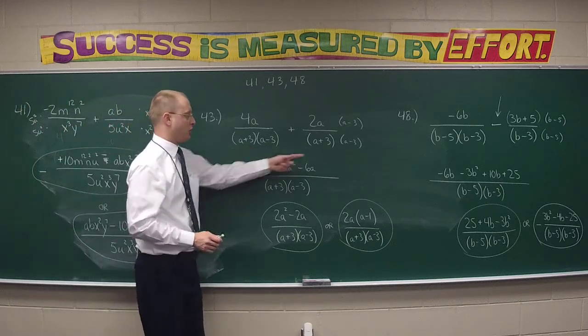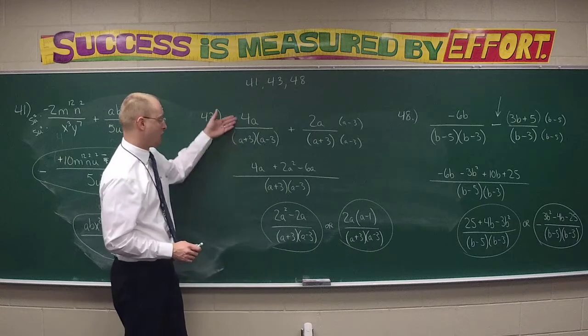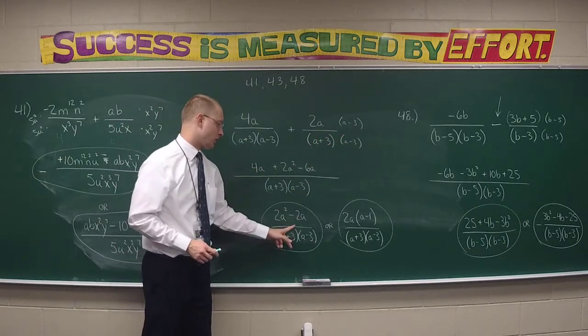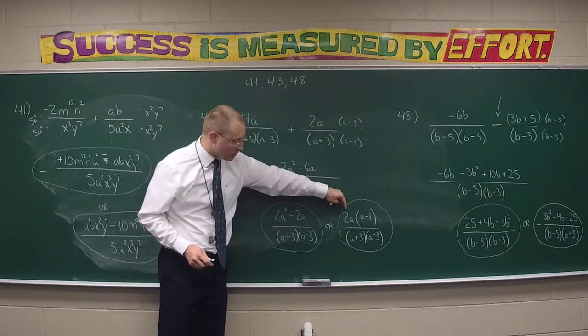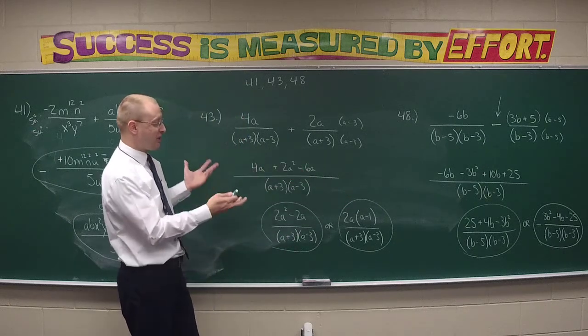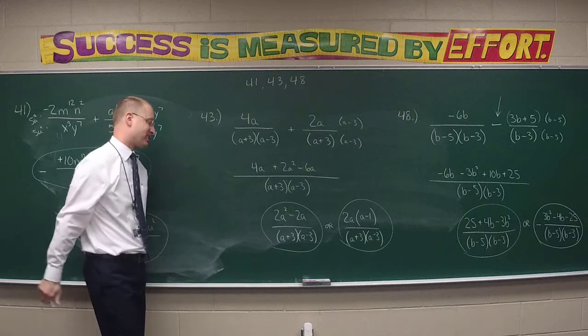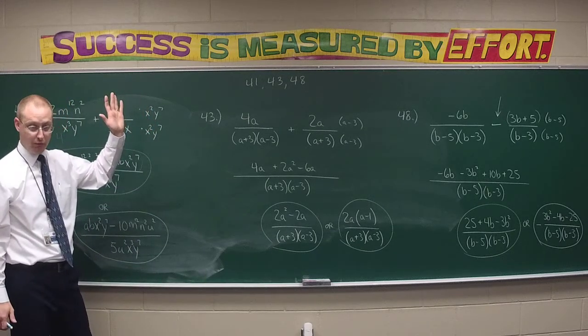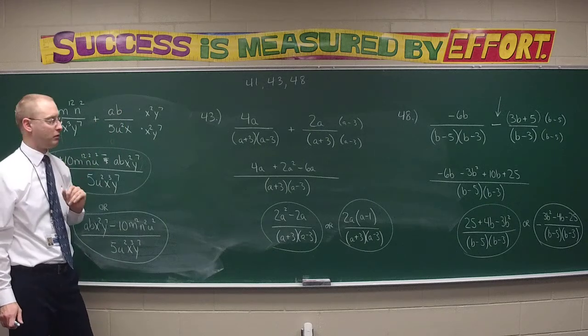You factor, you group. There's your LCD. Don't change anything. Multiply by a negative 3 and distribute. Combine the like terms. If you want to factor out a 2, you can, but nothing's going to end up canceling anyway, so I can just leave it like this. I'm going to get one of those answers on 43. That was a very straightforward problem. Questions, though?